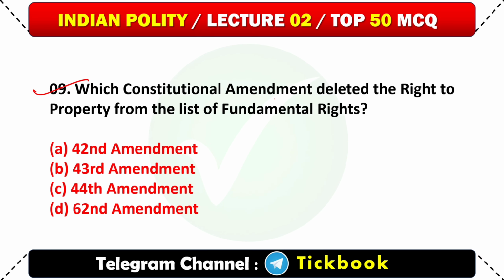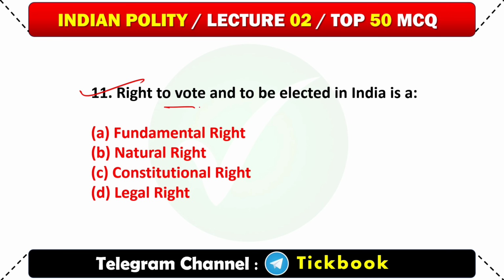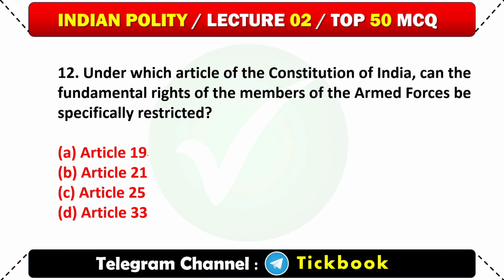9, which constitutional amendment deleted the right to property from the list of fundamental rights? Option number C, 44th Amendment. 10, right to property was removed from the list of fundamental rights during the rule of option number B, Morarji Desai government. 11, right to vote and to be elected in India is a option number C, constitutional rights.